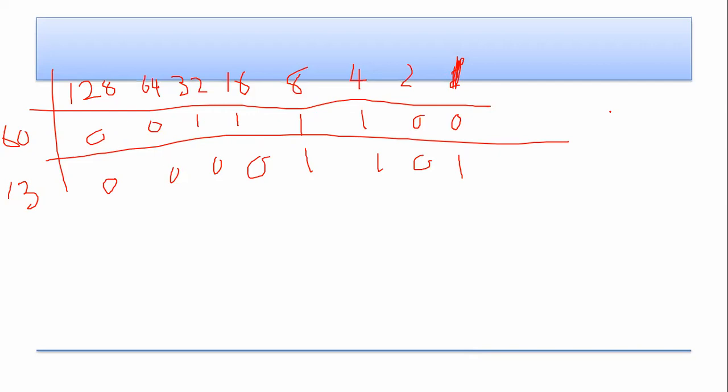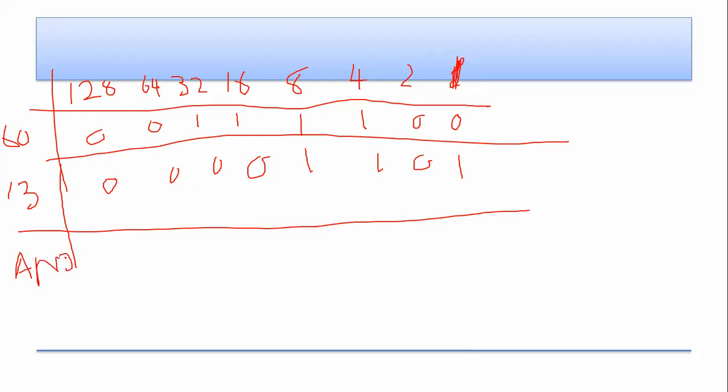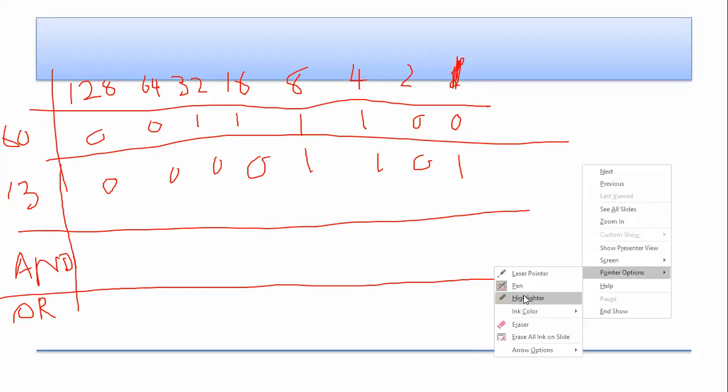Is it okay? Okay, then the bitwise AND operator means, you know, the AND operator. If it's the AND operator, this is the output of the AND operator. Output of the AND operator means if both are 1, the output is 1. Otherwise 0. Did you understand?